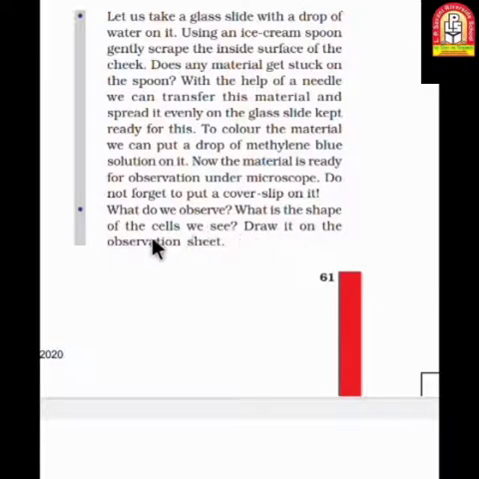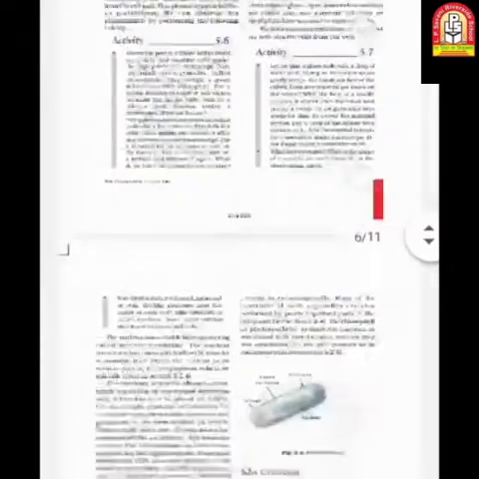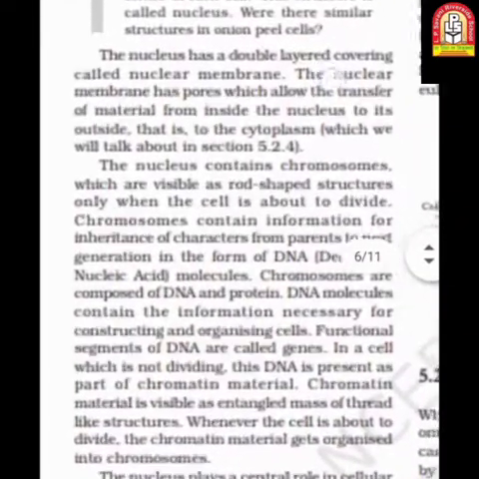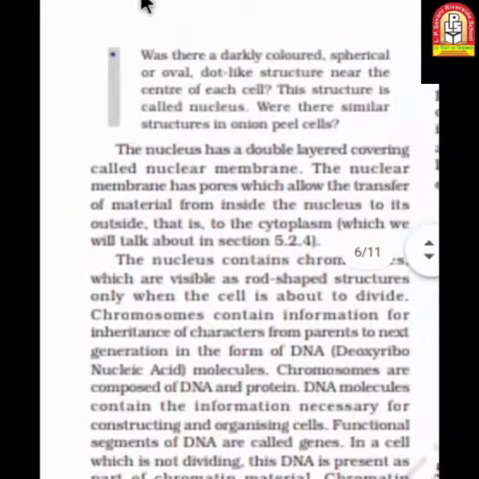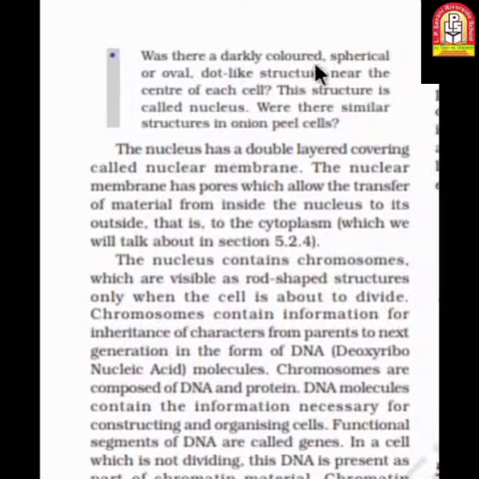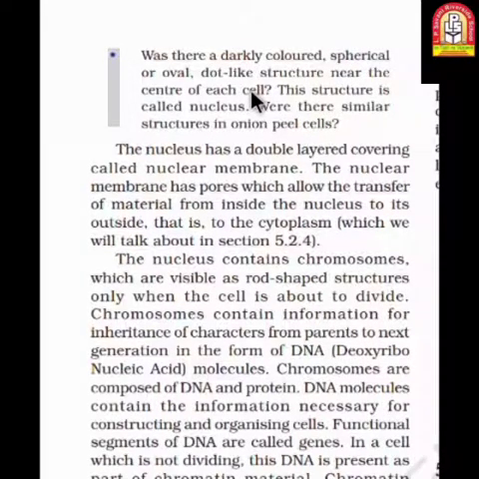What do we observe? What is the shape of the cells we see? Draw it on the observation sheet. Was there a darkly colored spherical or oval dot-like structure near the center of each cell? It means yes, you will see it under the microscope. There will be a dot-like structure in each and every cell, and that is what we are going to learn about: the nucleus. This structure is called the nucleus.